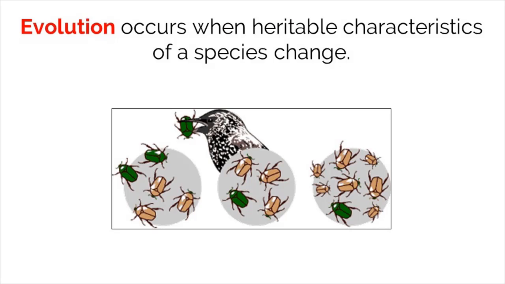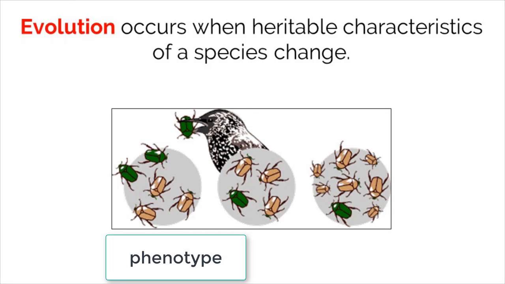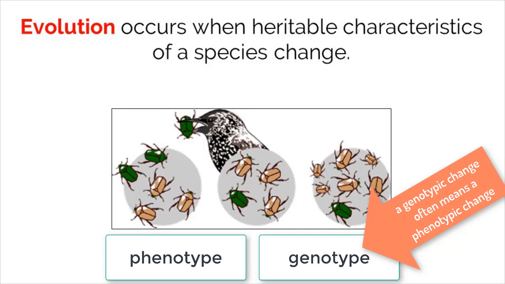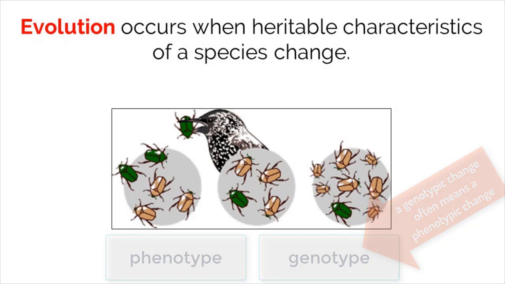So, where do we begin? Let's start with the definition. Evolution occurs when heritable characteristics of a species change. While this seems pretty simple, it's a bit more complex than you think. In order for phenotypic characteristics to change, we have to consider their genes, or their genotype, as the location where changes occur. These genetic changes are what causes different phenotypic expressions in organisms over time.